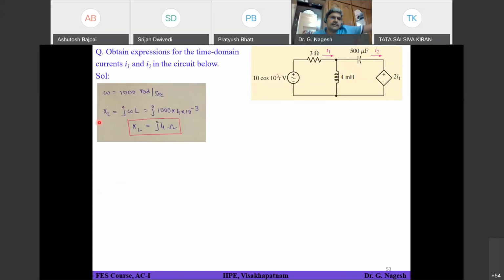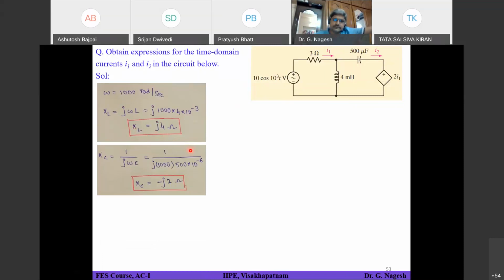Right. So inductive reactance, j omega L, is plus j4. Capacitive reactance, we are expecting minus j2, so let's check that. That is also correct. X is 1 by j omega C, so it is equal to minus j2. Okay. Next.